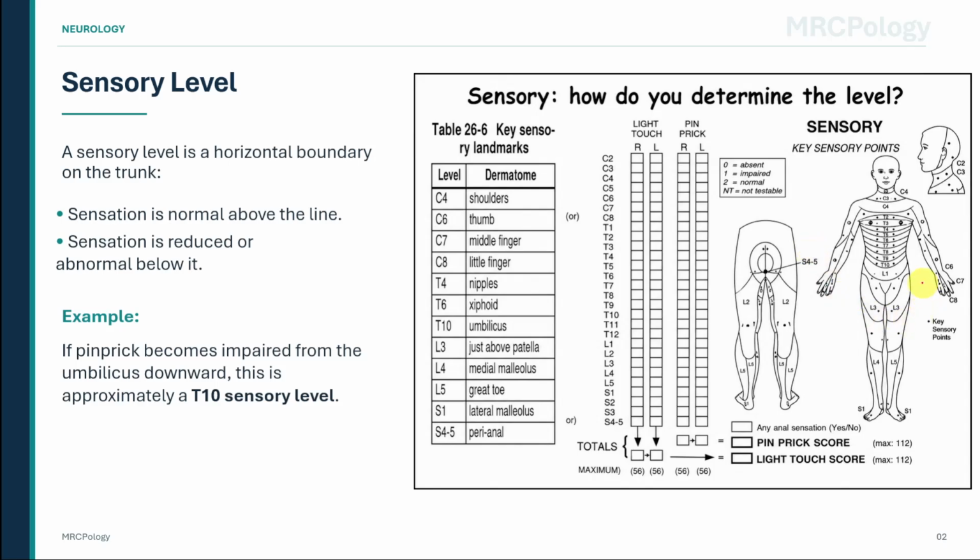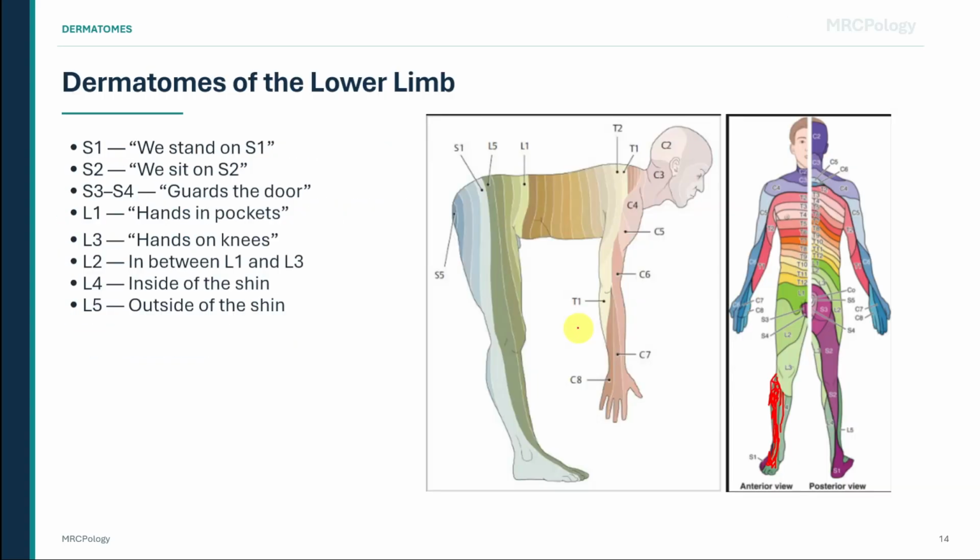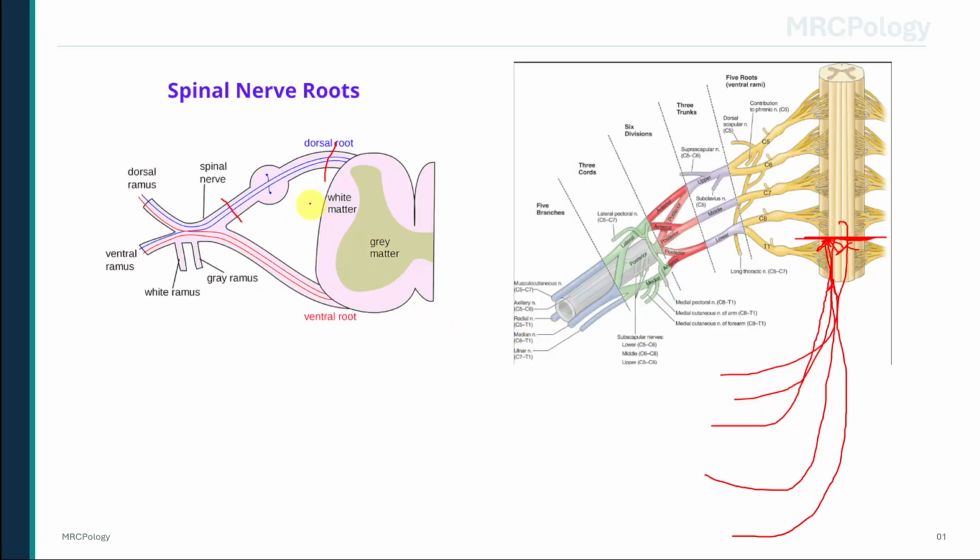The practical memory rule is simple. Dermatomal sensory loss suggests a nerve root lesion. Sensory loss affecting the body below a horizontal level strongly suggests a spinal cord lesion, or myelopathy. By this stage of a neurological examination, a patient with myelopathy may also have leg weakness, increased tone, brisk reflexes, clonus, extensor plantar responses, or an abnormal gait.